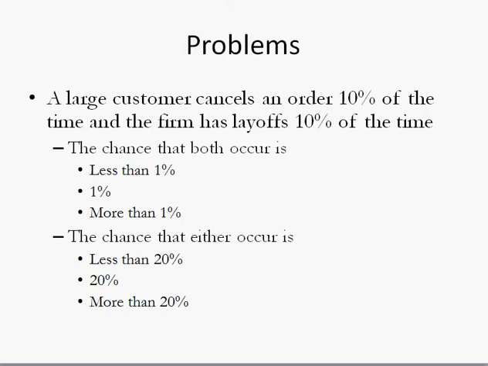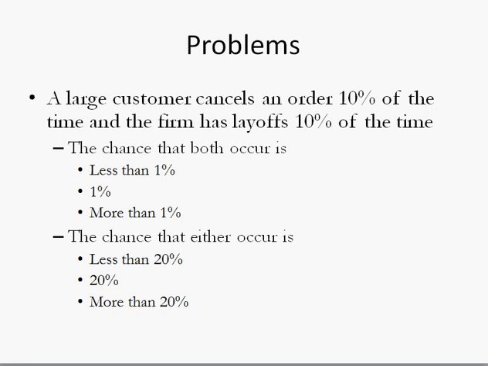Okay, hopefully you've made a conclusion now. The reality is it's likely that the chance that both occur is going to be more than 1%, and that cell will have more than 10. That cell may even have 100. So it might be the case that if you have a large customer canceling an order, they will inevitably, 100% of the time, lay someone off. That may not be true, but it certainly could be true. And in any case, it's likely that when orders are canceled, layoffs may follow. And so the chance that both occur is going to be more than 1%.